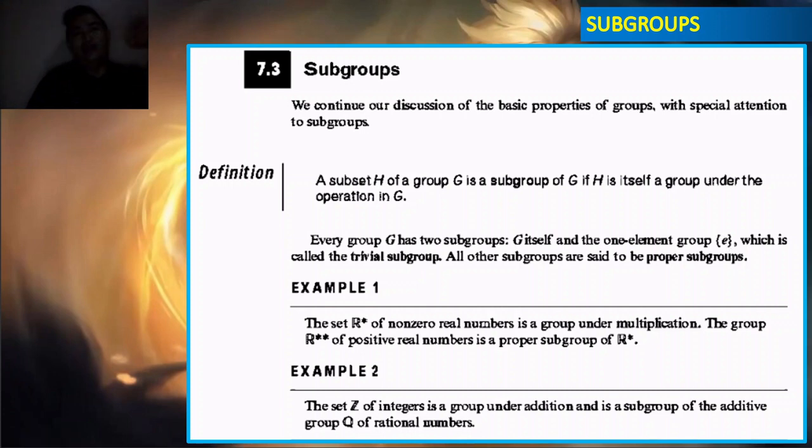And next, the one-element group E, where only the identity is the element. So E, or 0 in additive groups, which is called the trivial subgroup. It can be E, or just 1, or 0, or the identity matrix if we are dealing with matrices. All other subgroups are said to be proper subgroups. So if it is not G or not the trivial subgroup, then it is a proper subgroup.